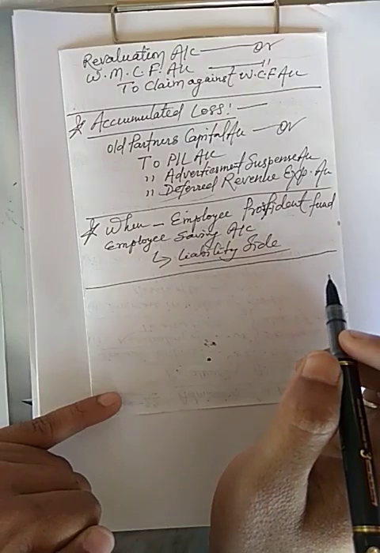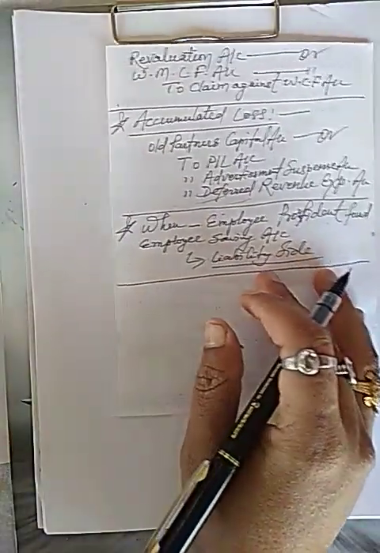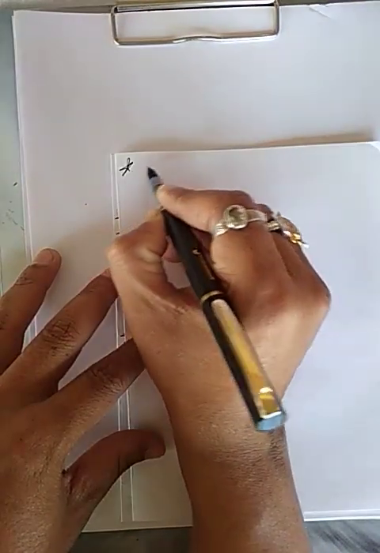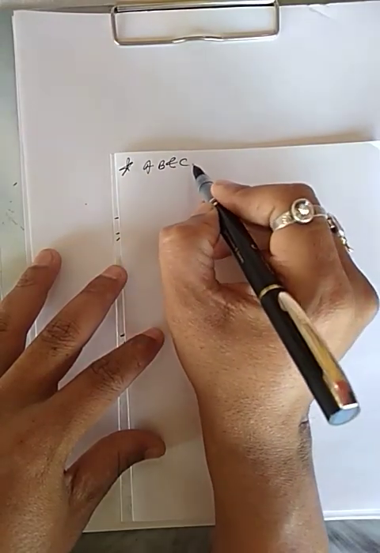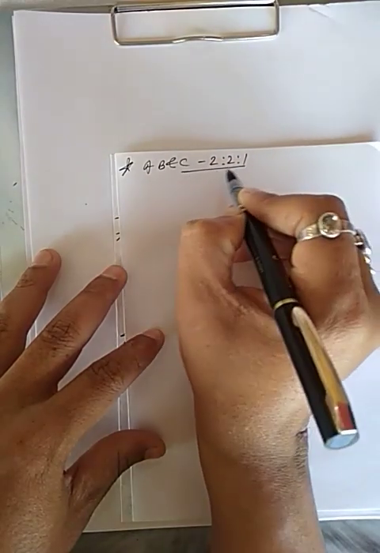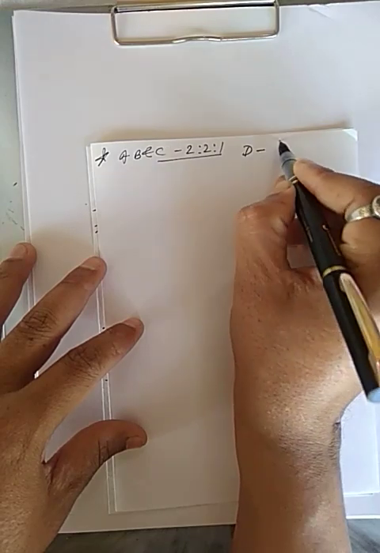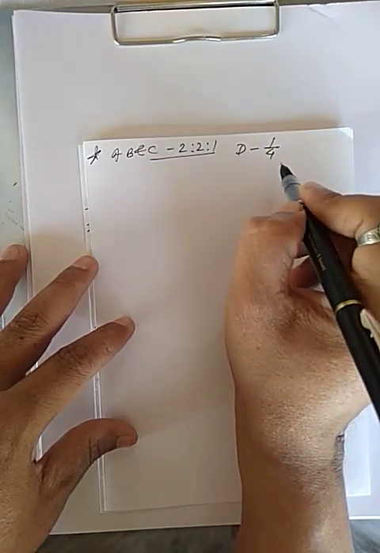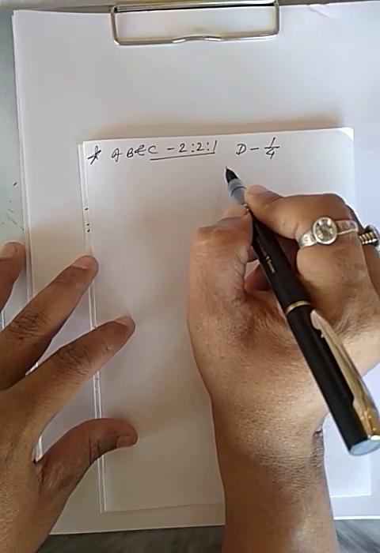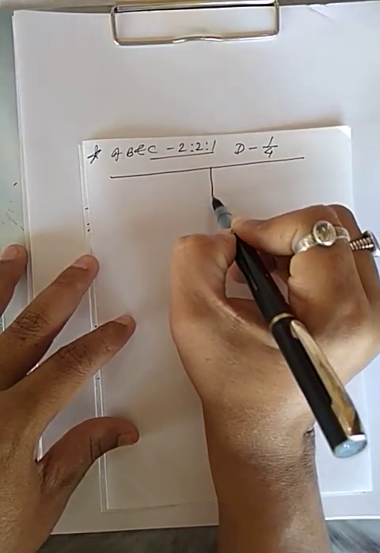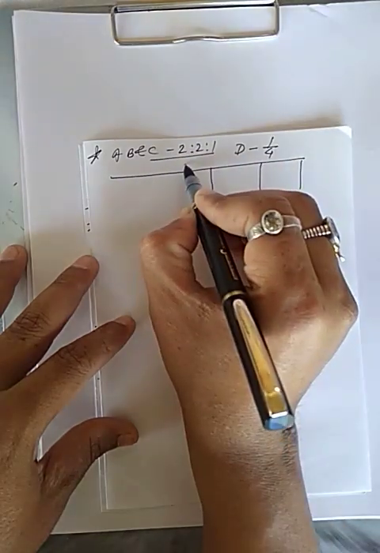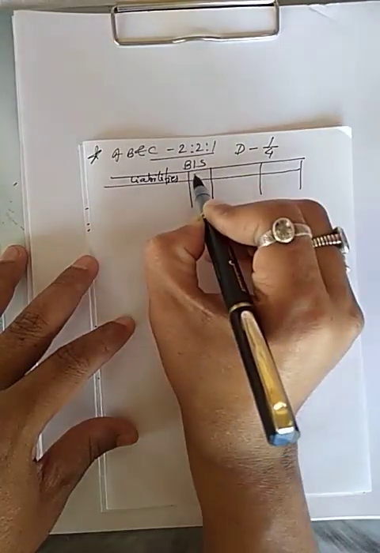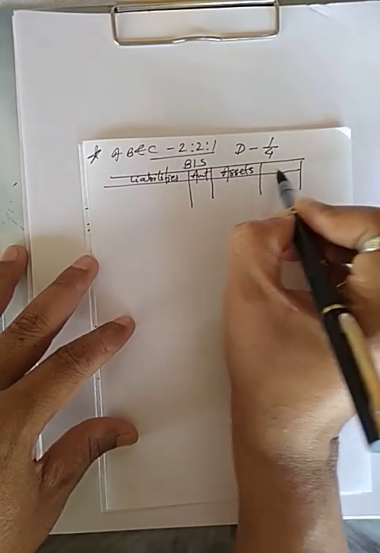Suppose A, B and C are partners in a firm in the ratio of 2:1:1. They admit D for a 1/4 share in the firm, and suppose this is the balance sheet. Liability side amount, asset side amount.